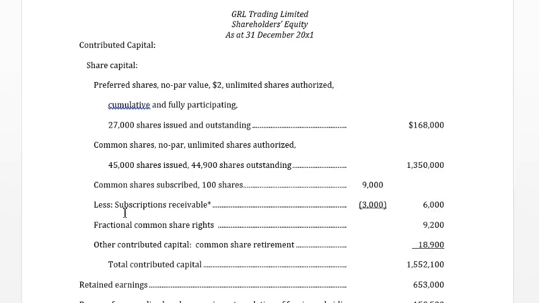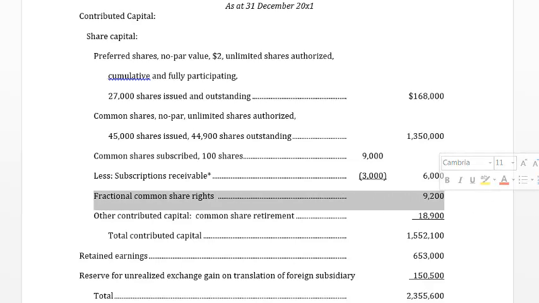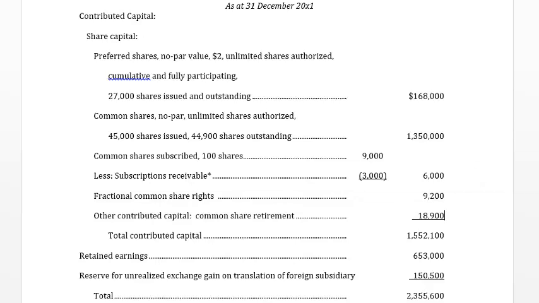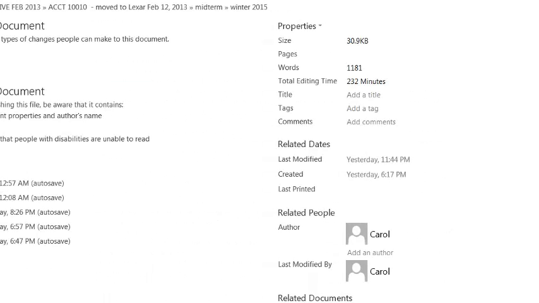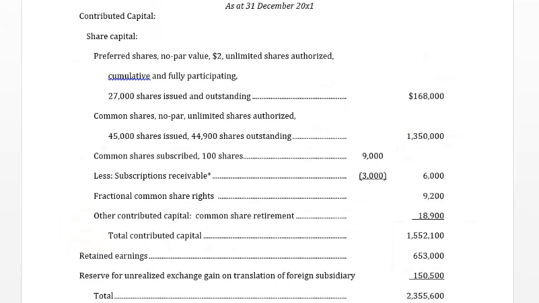Now, you'll also see here that we have fractional share rights. Fractional share rights is a concept that was mentioned in this question, but I'll just explain it to you briefly. Let me just see if I can throw up a little Word document here and see if we can go through a little calculation.